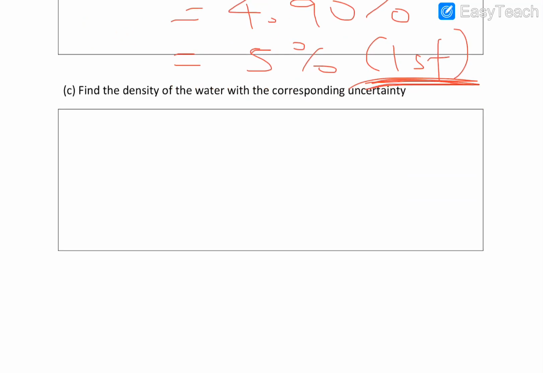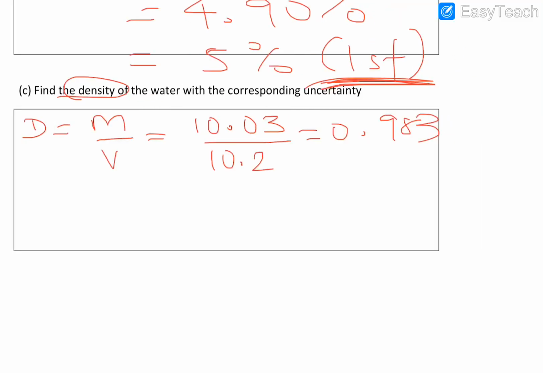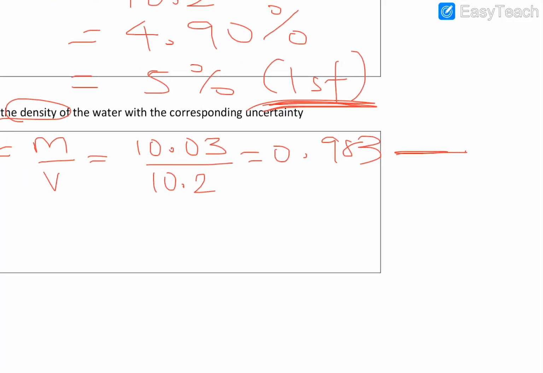Okay, now find the density with the corresponding uncertainty. So first let's find the density and then we'll see the uncertainty. So density is mass divided by volume. So mass is 10.03 divided by volume, which is 10.2. That gives me 0.983. Now this value, forget about any SF or any DP. The final SF or the final DP will be determined by the corresponding uncertainty.